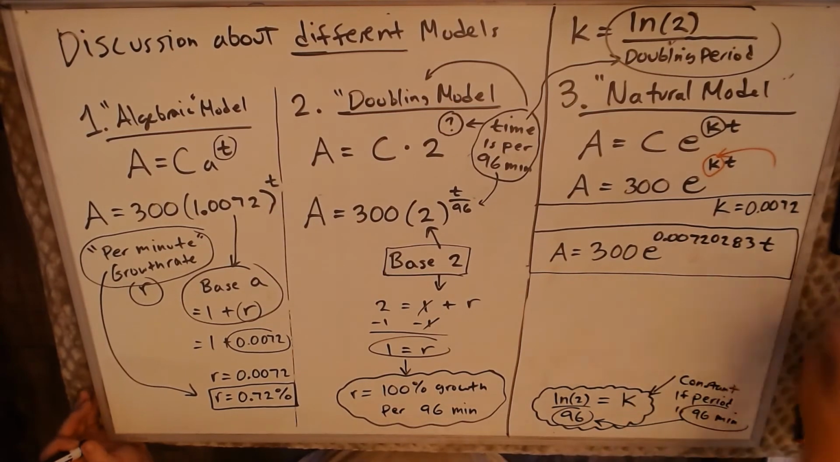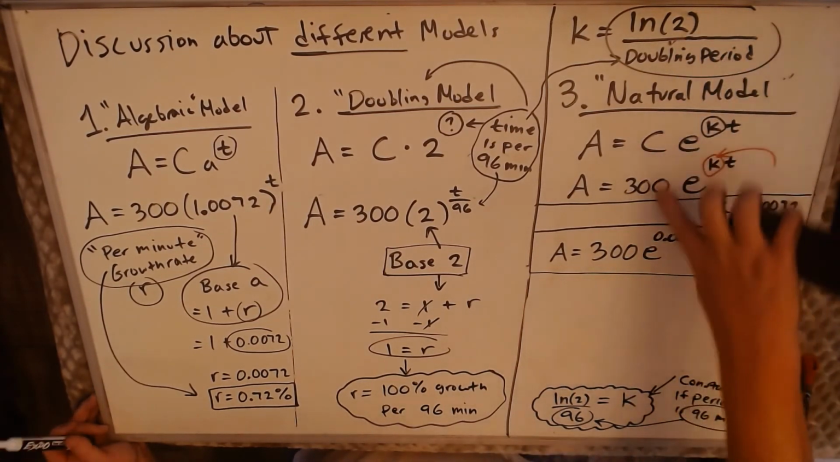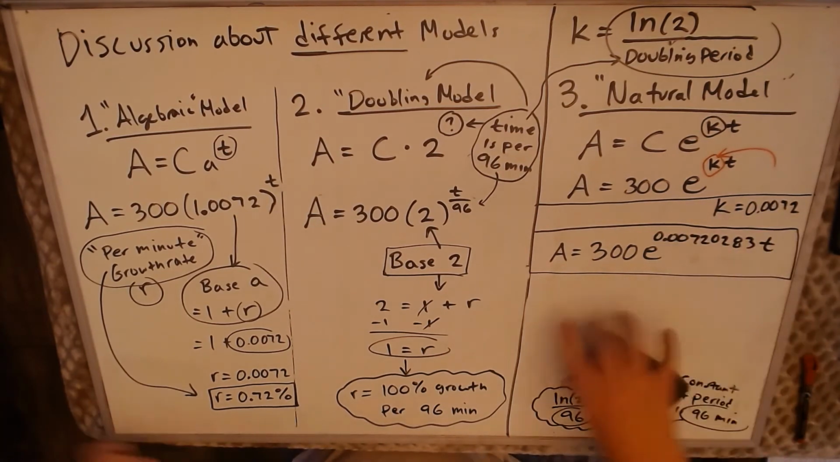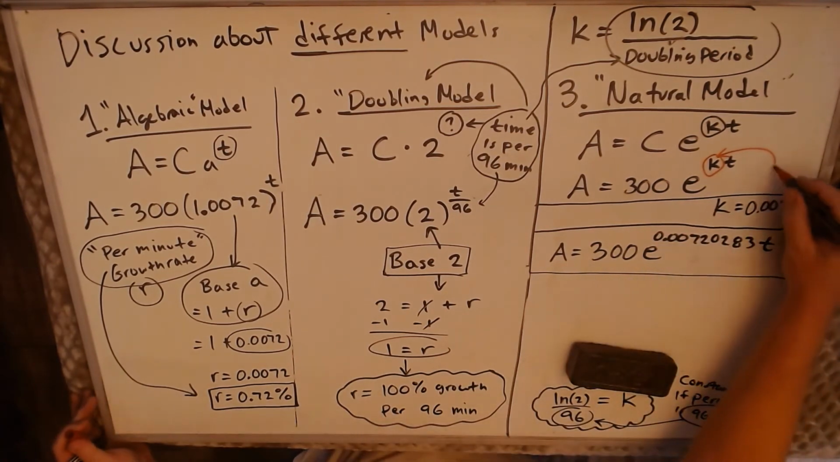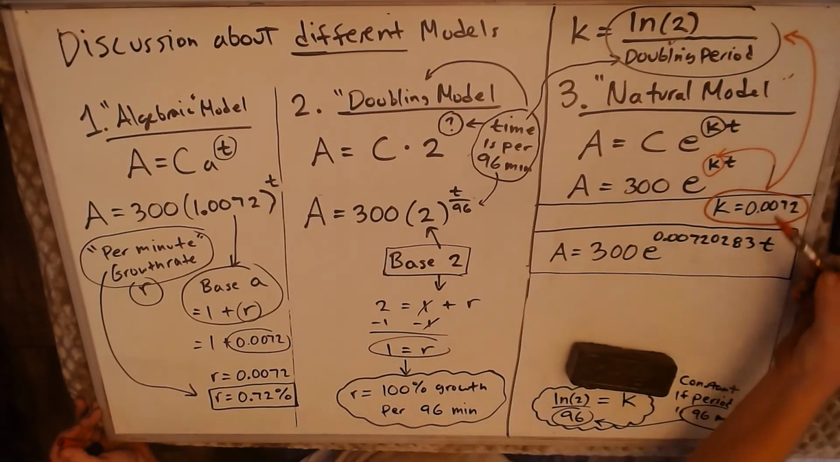Make sure that you know this formula. If you know the doubling period, it's ln of 2 divided by the doubling period. That gives you the natural model. That gives you an easy way of finding k. Using this formula here to find k.